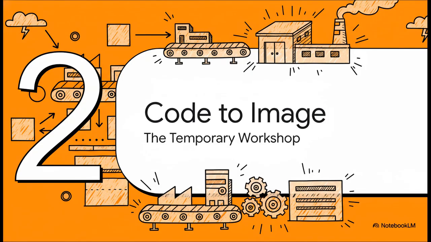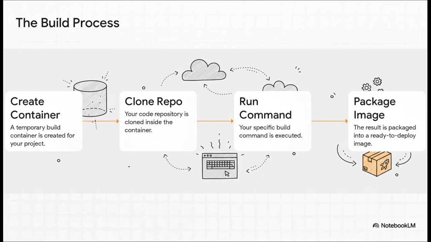Okay, now for the first really big step, the build. Once you've pushed your code, the platform has to turn it from a folder of files into a standardized package that can actually run somewhere. I love this analogy. It's like a temporary, custom-built workshop is spun up just for your project. And inside this workshop, it's a super efficient 4-step assembly line. First, a temporary build container is created. Your repo gets cloned right into it. Then your specific build command, like npm install or pip install, gets run. And finally, everything is neatly packaged up into what's called a deploy image.